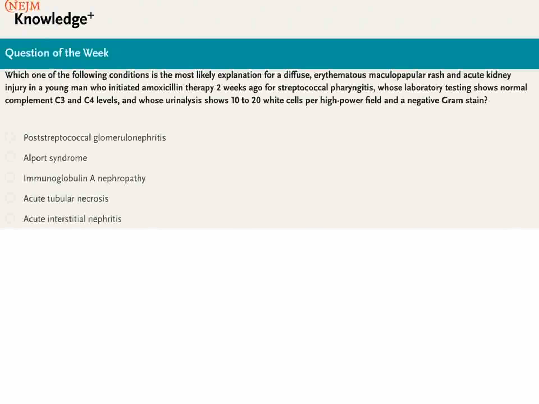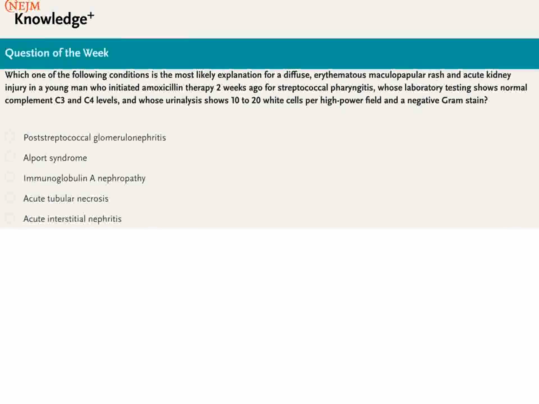So here's a question out of the New England Journal. You're supposed to decide what this patient here has. It's a renal disease. This person has a diffuse erythematous maculopapular rash and acute kidney injury. That means her creatinine doubled or something of this nature. And we learned that she was given amoxicillin 2 weeks earlier for streptococcal pharyngitis. So could this be post-streptococcal GN? I guess it might be.